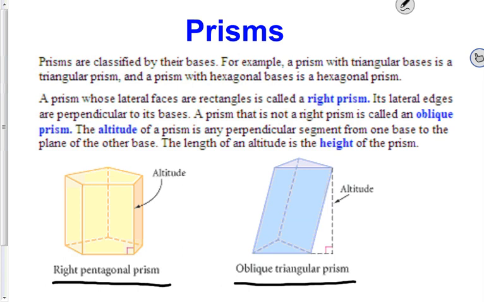The altitude of a prism is any perpendicular segment from one base to the plane of the other base. The length of an altitude is the height of the prism. So notice in the right pentagonal prism, the altitude, which is the height of the prism, is one of the lateral edges. But in the oblique triangular prism, the altitude actually falls outside of the prism. And that altitude is the height of the prism.